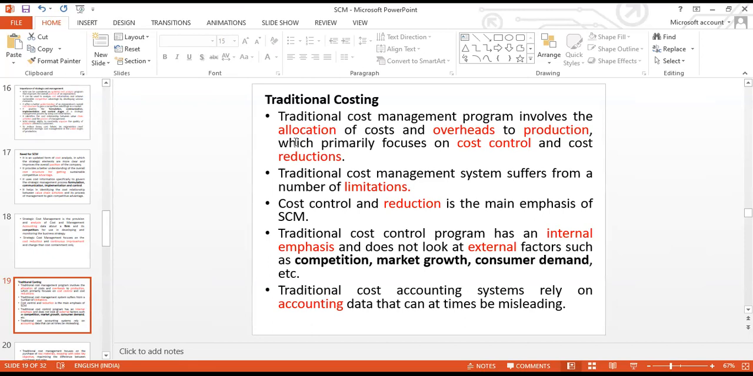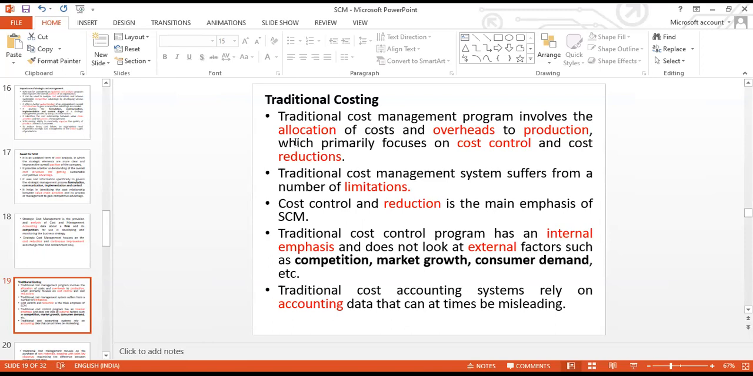Getting this? Traditional cost management programs involve the allocation of cost and overheads to production, which primarily focus on cost control and cost reduction. All the costs that come, we used to put on production activity. Try to understand this: whatever cost comes, we will bifurcate it under production activities. Traditional cost systems suffer from a number of limitations. All the expenses in my company, we would put on production. The cost control and reduction is the main emphasis of strategic cost management.